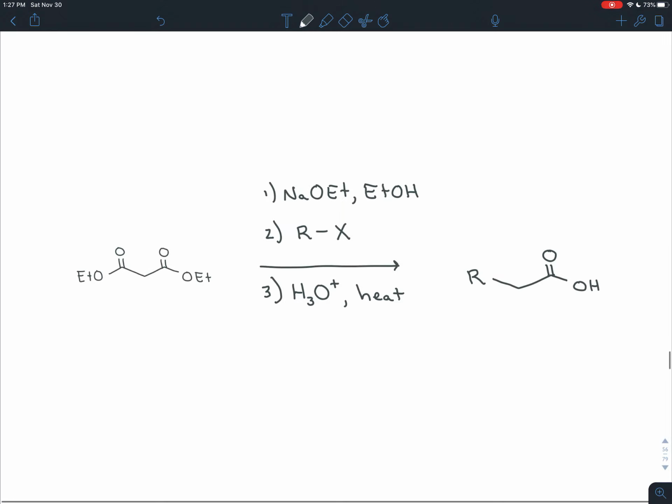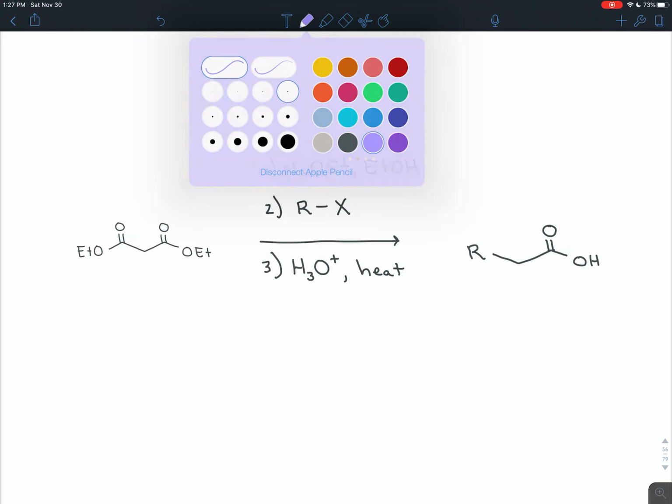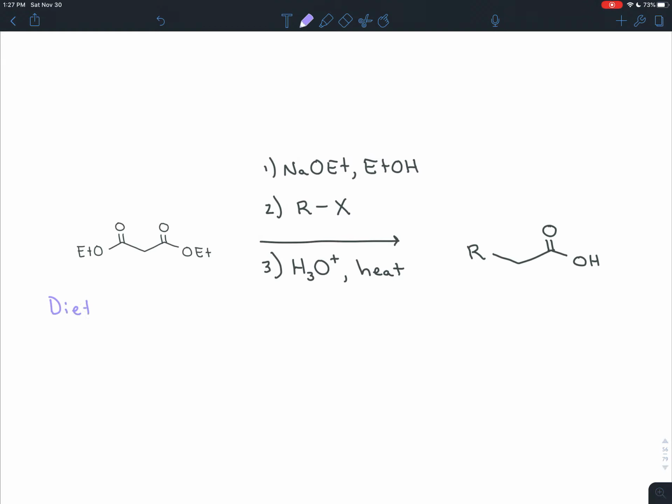Every time you do a Malonic Ester synthesis, you will use these reagents. You will always start with this molecule on the left, and that is called Diethyl Malonate. We'll talk a little bit more about that in a second. You will always start with diethyl malonate. You will always add sodium ethoxide and ethanol as the first step, always. In the second step, you'll always add an alkyl halide, and the alkyl group will depend on what alkyl chain you want on your carboxylic acid in the end.